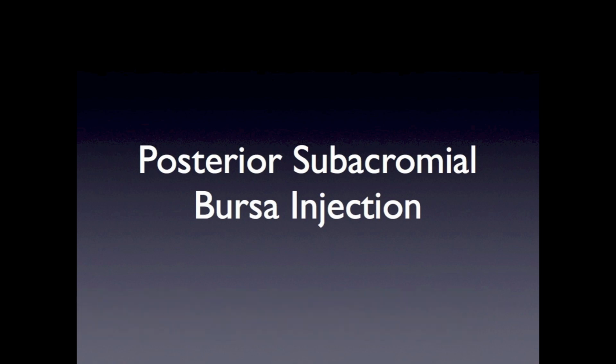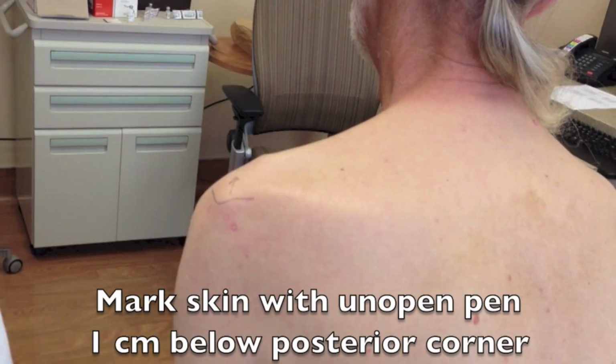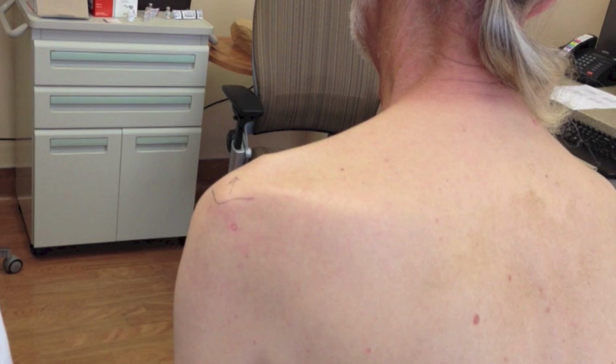We will now discuss the posterior approach to the subacromial bursa injection. Palpate the spine of the scapula and locate the posterior corner before it becomes the lateral edge of the acromion. Mark the skin with an unopened pen 1 centimeter below this corner. The acromion is rather thick. If the injection site is too close to the noted posterior corner, the needle will typically hit the acromion.